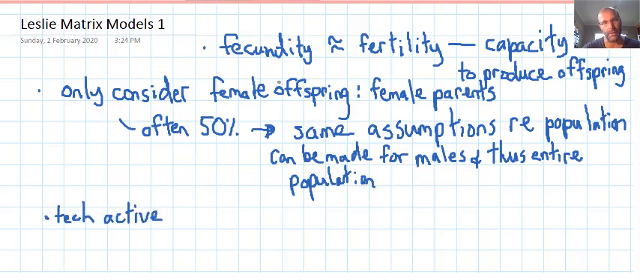The mathematical calculations we will do with Leslie matrix models tend to be tech active, so you're usually going to use your graphics calculator or a spreadsheet depending on the context. Usually we need to justify by writing the matrix formulas down, the matrix algebra, and then we can crunch it with technology because it involves raising matrices to powers and multiplication of large matrices.